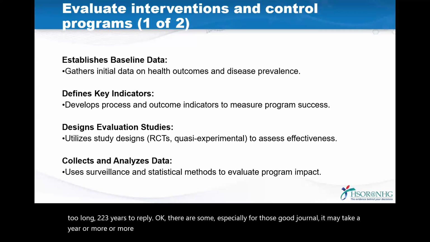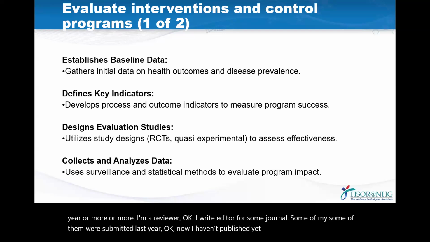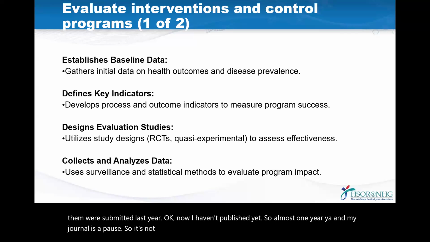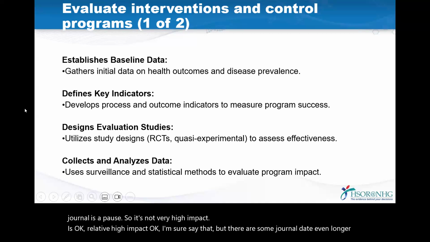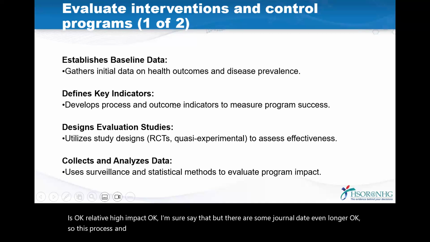I'm a reviewer, I'm not an editor for some journal. Some of them were submitted last year, and until now I haven't published yet. So almost one year. And my journal is PLOS, so it's not very high impact. It's okay, relatively high impact. Okay, I shouldn't say that. But there are some journals that take even longer. Okay. So this is process and outcome indicator.